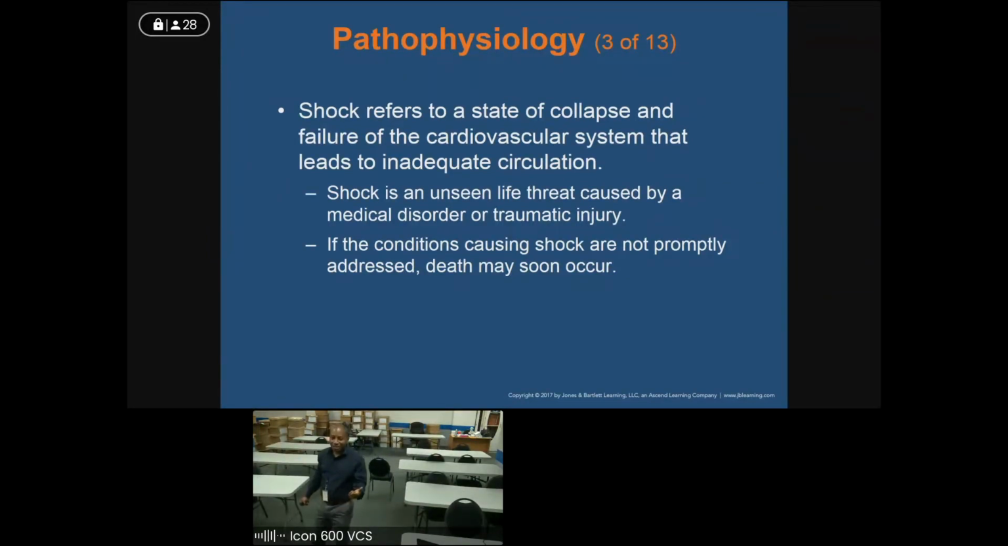So that's how we manage shock. Oxygen, position, which is supine or shock position. Keep warm, and diesel or gas, depending on which vehicle you're driving, right? Rapid transport. Very good.